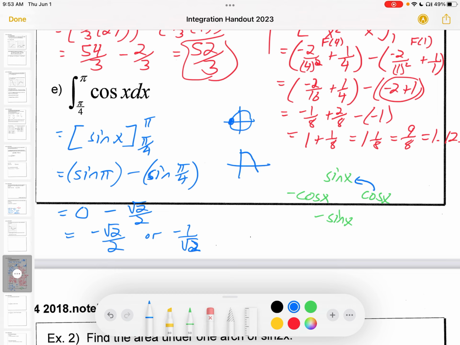Let's think about cosine. Cosine looks like this. Here's pi. Here's pi over 4. Okay. Here's the region we're talking about. And you can see that there's more area below the x-axis than above the x-axis. So that must mean that the overall integral should be negative. And that's what we found.